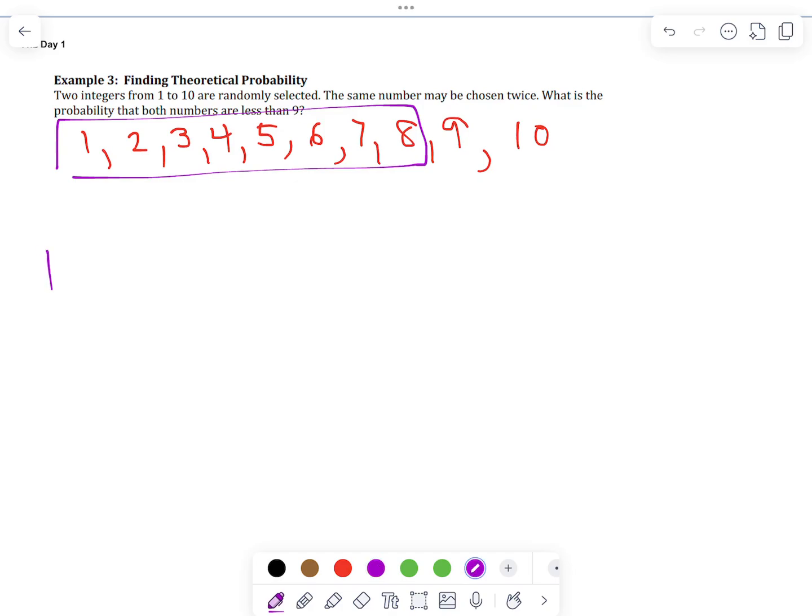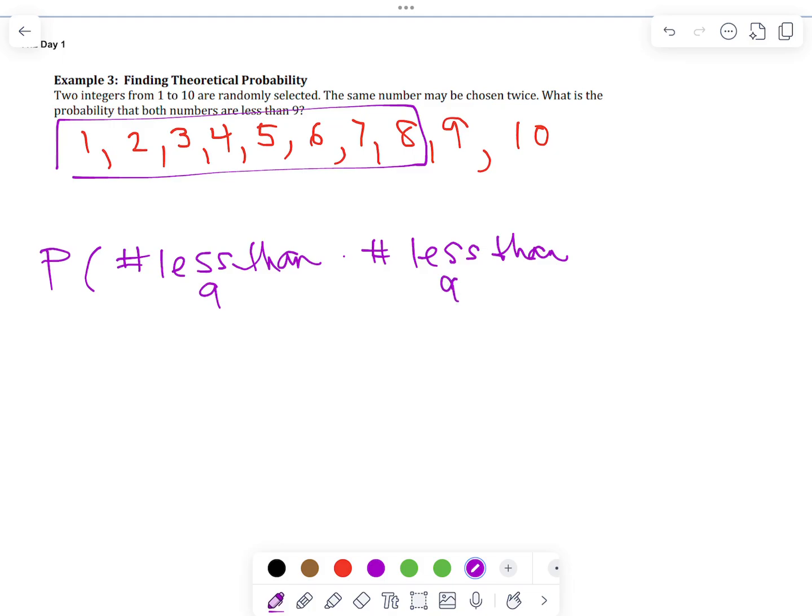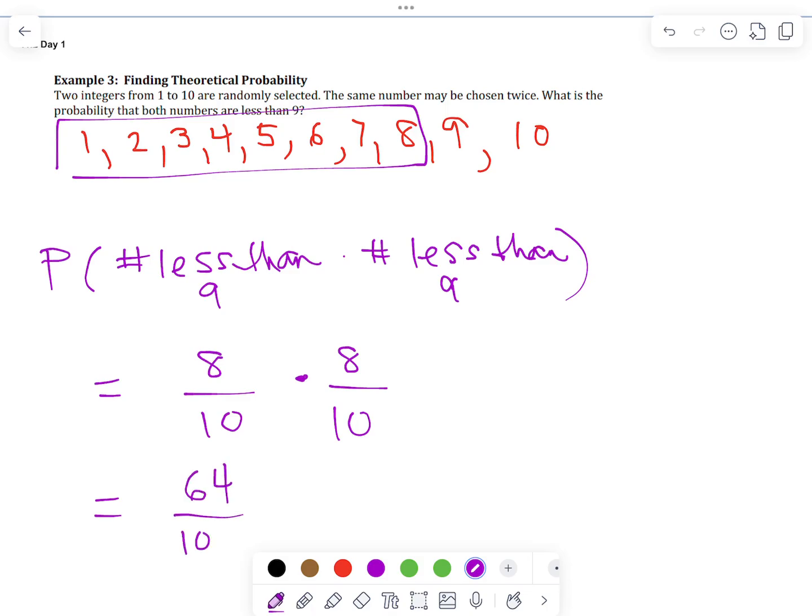So we'd say the probability of the first number to be less than 9 and the second number to be less than 9. What you would do is multiply the favorable outcomes, 8 out of 10, and then the second event, 8 out of 10. Then you multiply across, 64 out of 100, and then simplify it, 16/25ths.